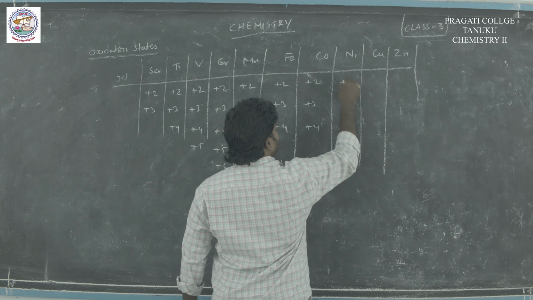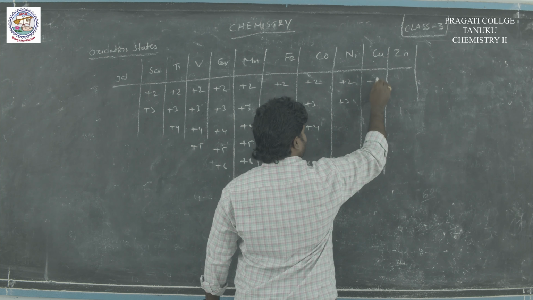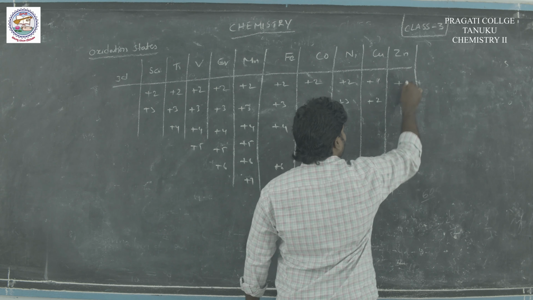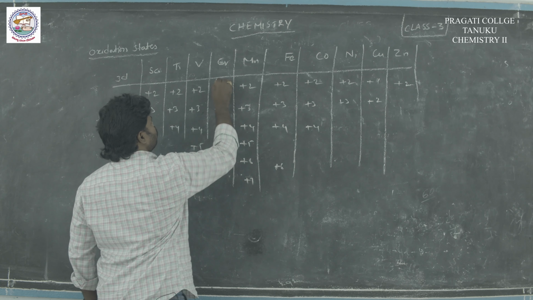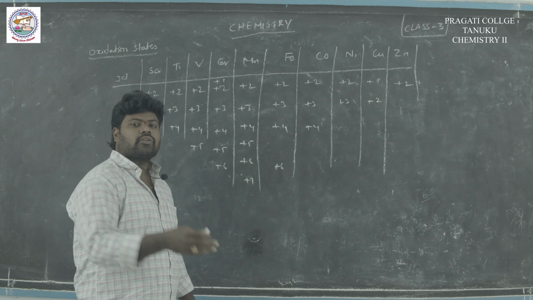Nickel exhibits +2 and +3, and copper exhibits +1 and +2 also. Zinc only exhibits the +2 oxidation state. At the same time, chromium also exhibits the +1 oxidation state, depending on the electronic configuration.